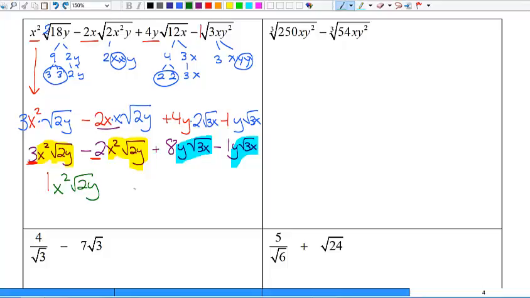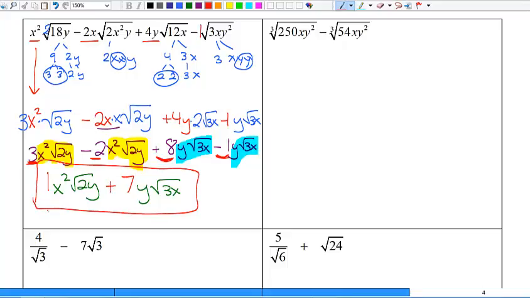On the next group of like radicals, we have y squared of 3x. Both the variable and the radical part are the same. So then I'm just going to take the coefficients and add or subtract them. In this case, we have 8 minus 1, which is a positive 7. This is my final answer. Nothing else can be reduced, and nothing else can be added together because they're not like radicals.